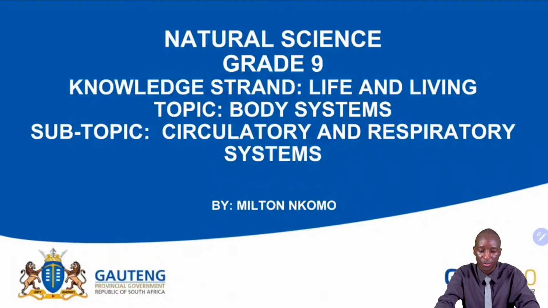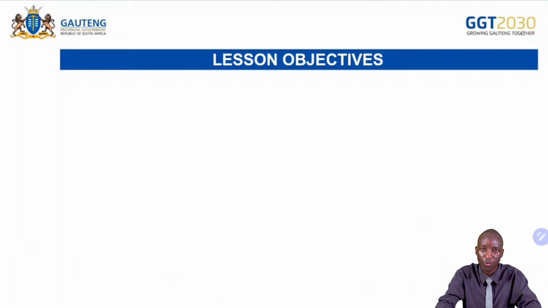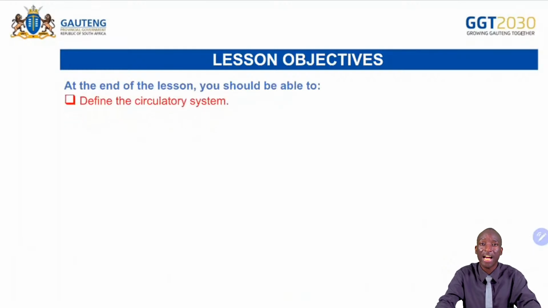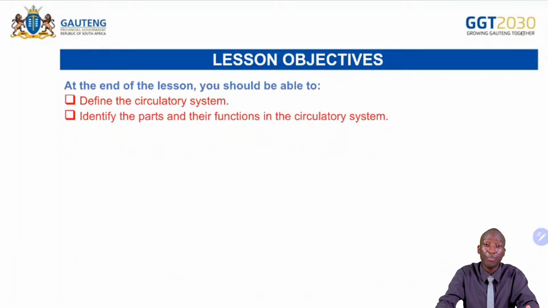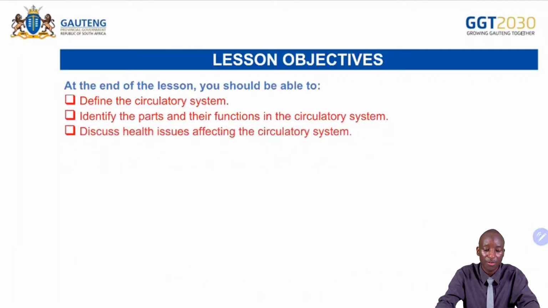So let's go through the objectives of our lesson and find out what we should have achieved by the end of the lesson. By the end of the lesson, you should be able to define the circulatory system, identify the parts and also state the function for each of them in the circulatory system. Then you have to also discuss health issues that affect the circulatory system.